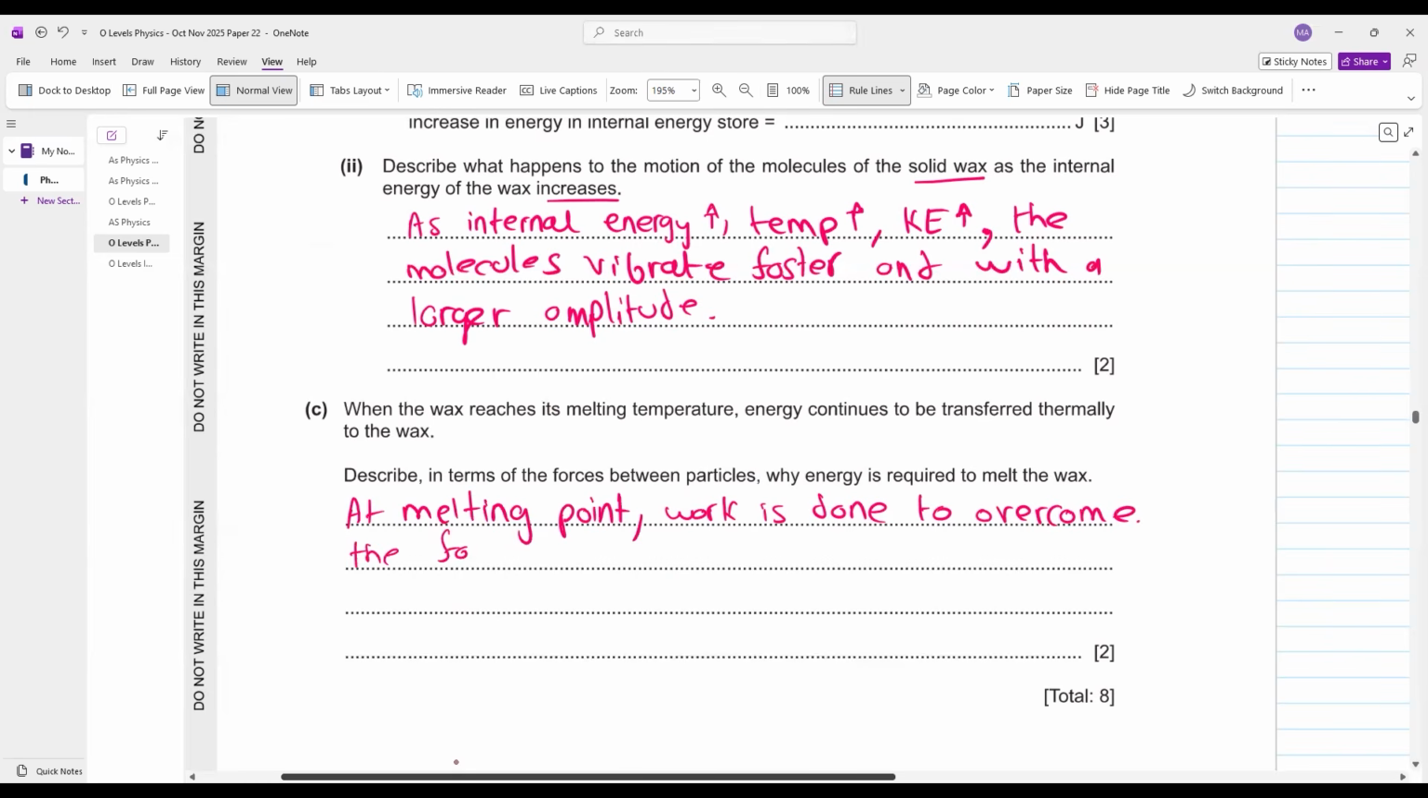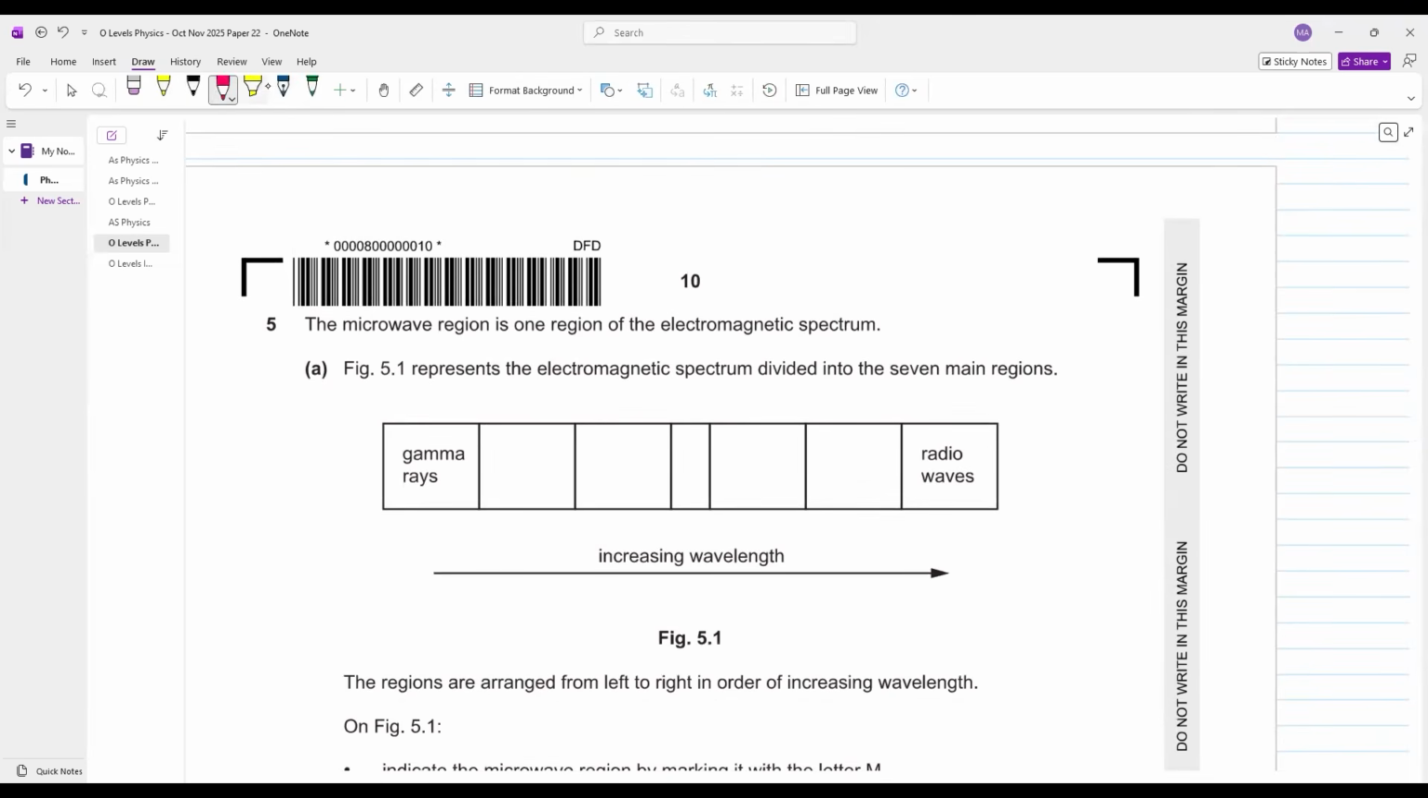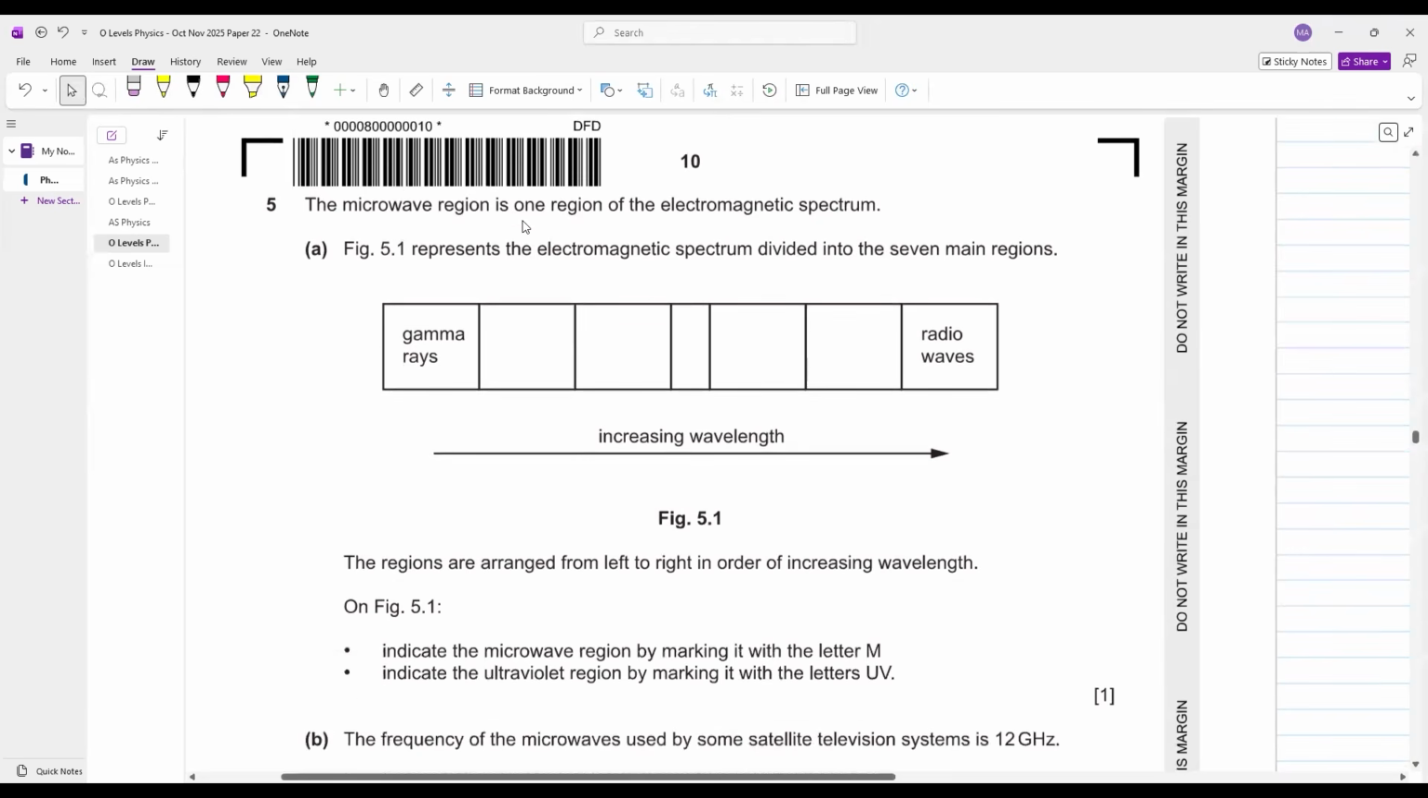The forces between molecules, या फिर आप कह सकते हो वर्क इज डन टू ब्रेक द बॉन्ड्स. Work is done to break the bonds. Any wording is satisfactory and correct. आगे बढ़ते हैं. The microwave region is one region of the electromagnetic spectrum. भाई माइक्रोवेव रीजन जो है एक रीजन है ऑफ द इलेक्ट्रोमैग्नेटिक स्पेक्ट्रम, ठीक है.